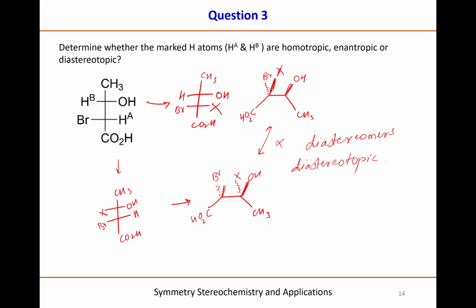So I hope you understood the difference between homotopic, enantiotopic and diastereotopic, because we have solved the questions based on all three options. Examples like a homotopic question we have solved here, an enantiotopic question also, diastereotopic also. So whenever the symmetry element is absent, in case of enantiotopic and diastereotopic, the molecule will become chiral. And when the protons are homotopic, then the molecule will depend on the other substituents of the molecule. It can be chiral or achiral. Okay.